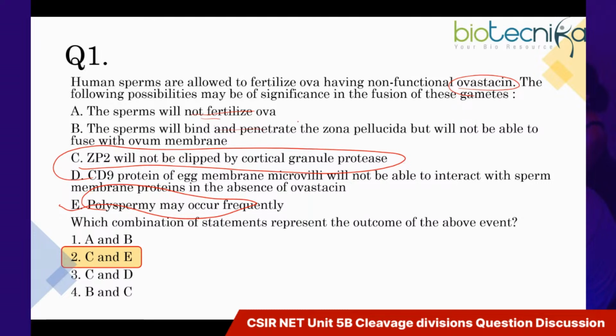The sperms will bind and penetrate the zona pellucida, but will not be able to fuse with the ovum membrane, okay? CD9 protein of egg membrane microvilli will not be able to interact with sperm membrane proteins in the absence of ovastatin. So CD9, we know, is required for the fusogenic protein. It is present on the egg. Why will it not be able to interact with sperm? We are not doing anything to the egg. In fact, ovastatin doesn't make any changes in the egg microvilli. So they will still be able to interact with the sperm membrane proteins even in the absence of ovastatin. Okay, got it? Let's move on to the next question.